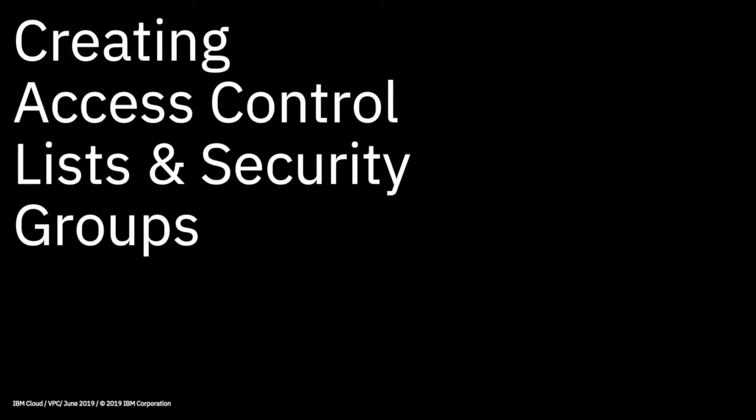In this video we're going to be looking at creating access control lists and security groups. It's just going to be a lab. We're going to go into the IBM Cloud and show you how to create those things. I'm also going to show you how to add rules to the ACL and to the security group as well.